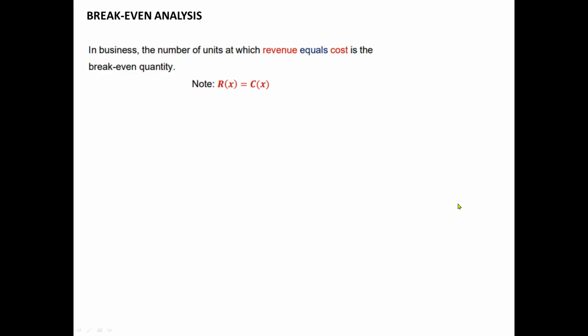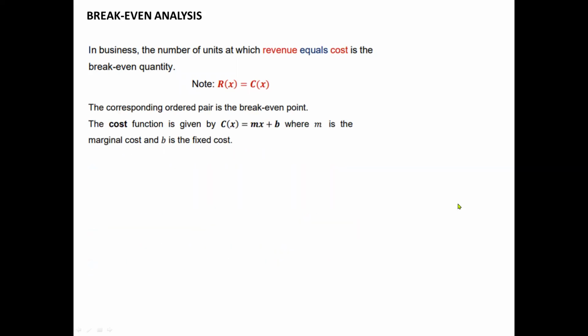In business, the number of units at which revenue equals cost is the break-even quantity. Kapag daw ang revenue equal lamang sa cost or directly proportional, we have then a break-even quantity. So pwede nating ma-determine kung ano ba yung quantity na magiging break-even yung ating situation. So yan ang tinatawag nating break-even analysis. Kailangan equal ang revenue sa cost. The corresponding ordered pair is actually the break-even point.